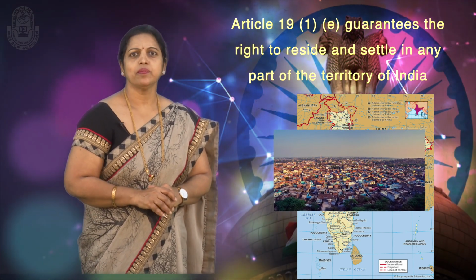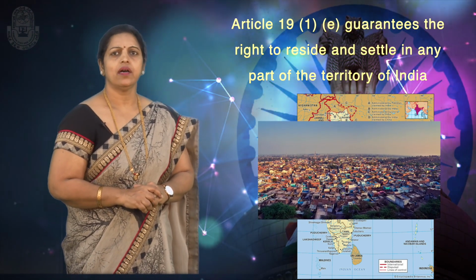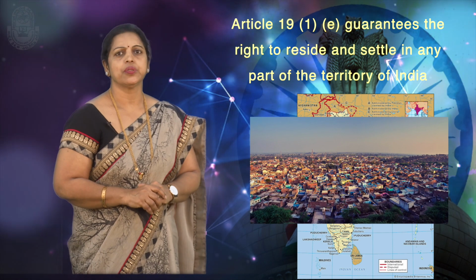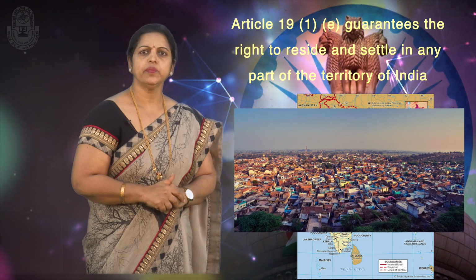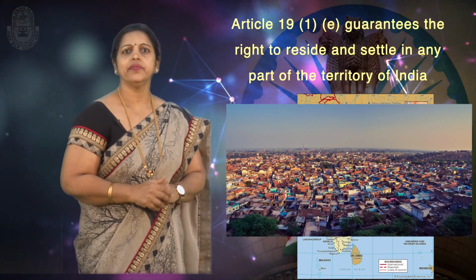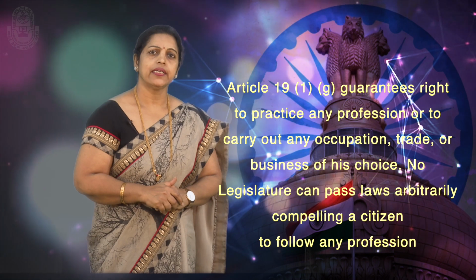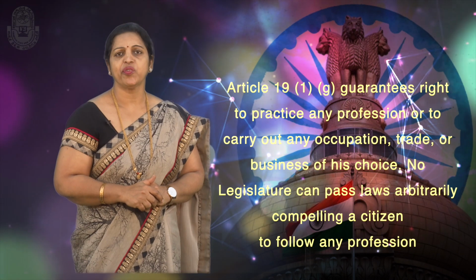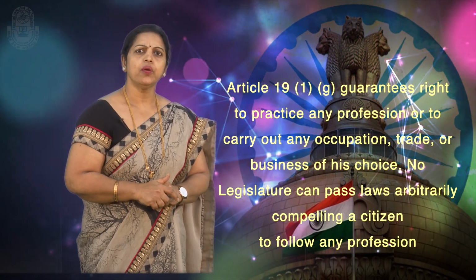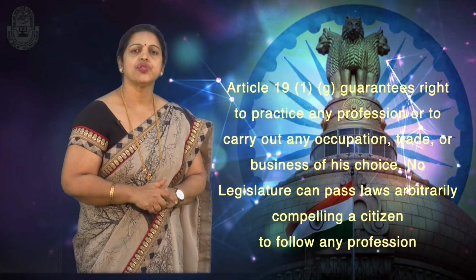No legislature can pass a law compelling a citizen to reside or settle at a place against his will. This right is also subject to reasonable restrictions as given in Clause 5 of Article 19. The next right is guaranteed under Article 19(1)(g), a right to practice any profession or to carry out any occupation, trade or business of his choice.